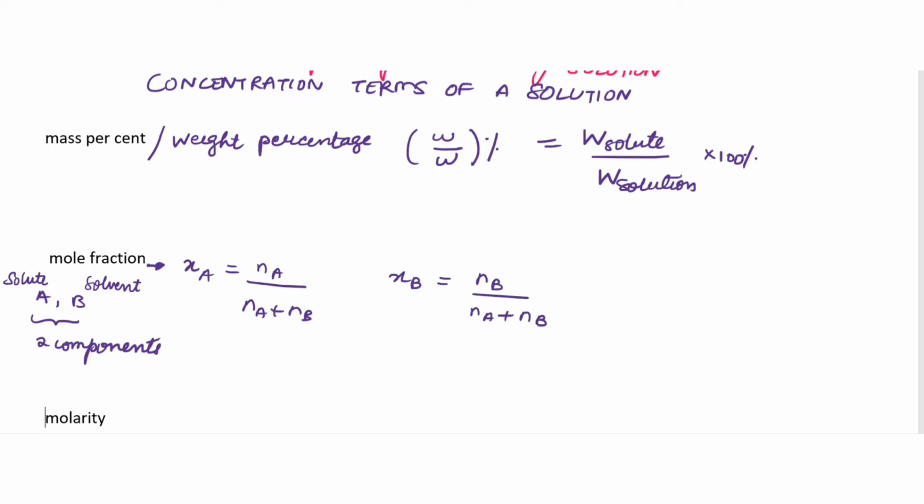So here you need to remember one important point, that is the sum of the mole fractions of the components present in the solution is always equal to 1. So once we know one component's mole fraction, the other component's mole fraction can be found out by simply subtracting the value from 1. Next concentration term is molarity.